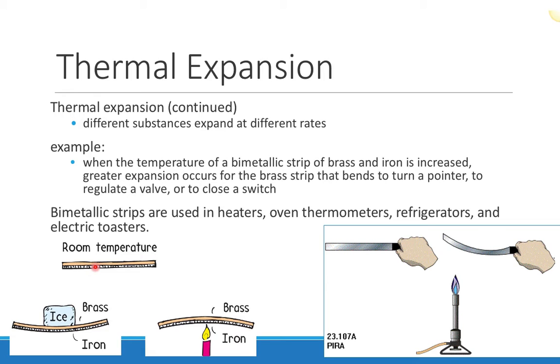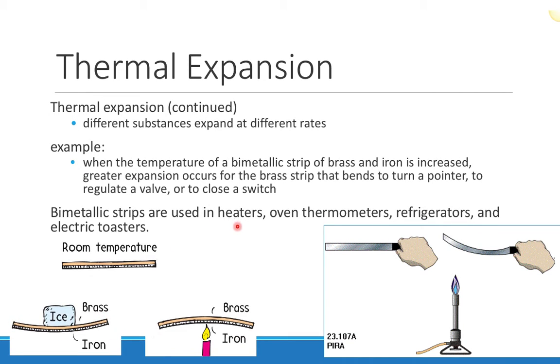If you heat them up, here's a picture of it being heated, the brass expands more than the iron, and so it gets this curve to it since they have to be stuck together. The outside of this curve is obviously a little bit longer than the inside of this curve. So brass expands more when it is heated versus the iron, and it also contracts more when cooled. If you put ice on top of this, the brass would contract more, so that's the smaller length versus the iron.